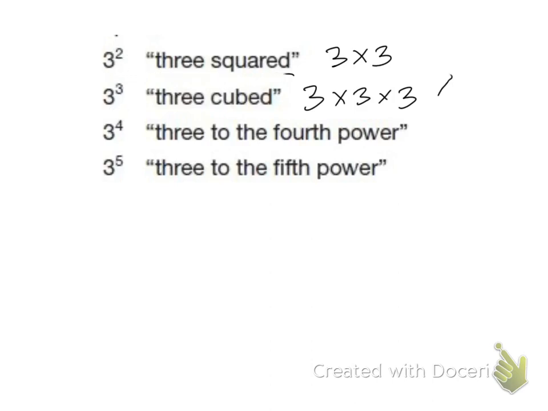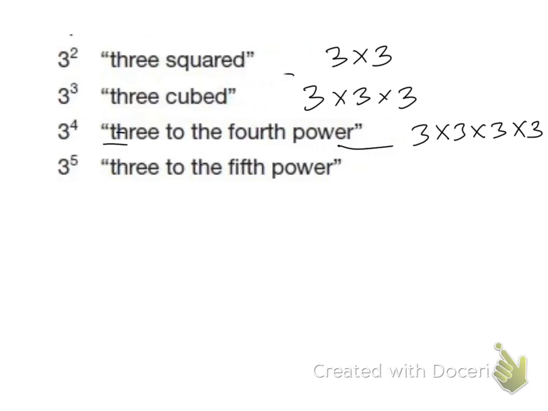So the next one is 3 to the 4th power. We call exponents powers. So 3 to the 4th power is 3 times 3 times 3 times 3, because the 4th power tells us we need to do it 4 times. 3 to the 5th power is the same as 3 times 3 times 3 times 3 times 3. So notice we have 1, 2, 3, 4, 5 of them because that's what the power tells us to do.